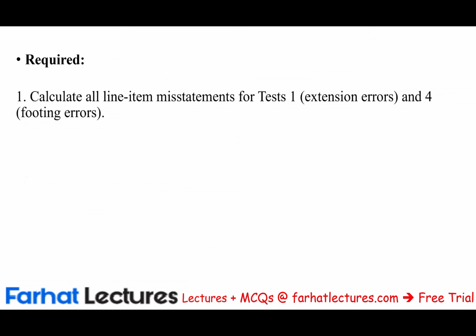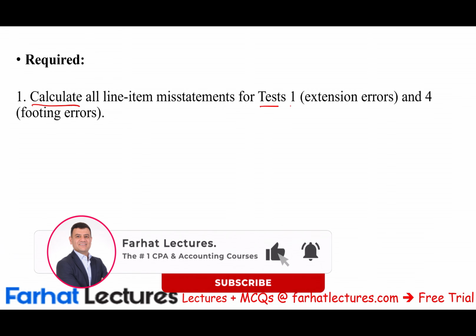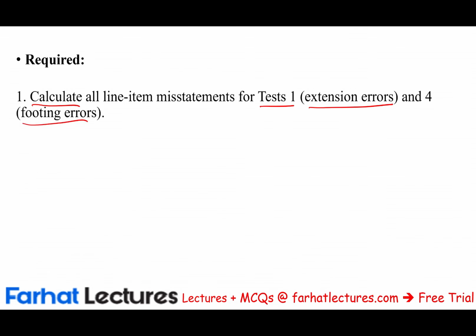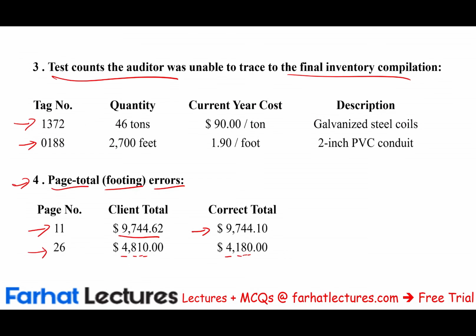So you are given this. Now let's take a look at what's required. So here the first thing we have to do is calculate all line item misstatements for test 1, which are the extension errors, and test 4. Test 4 is basically easy. They're just telling you how much the client computed and how much you computed.